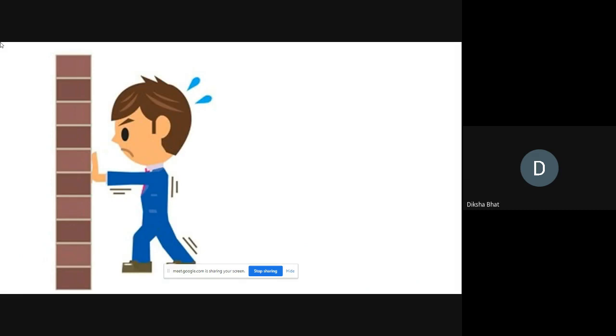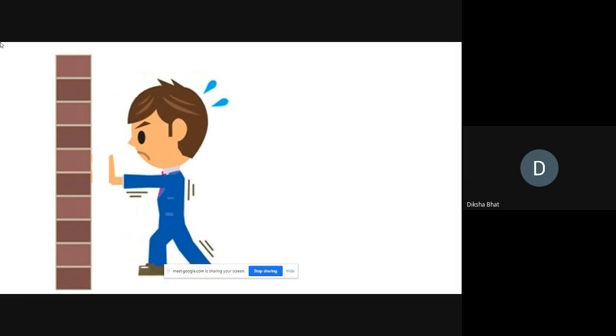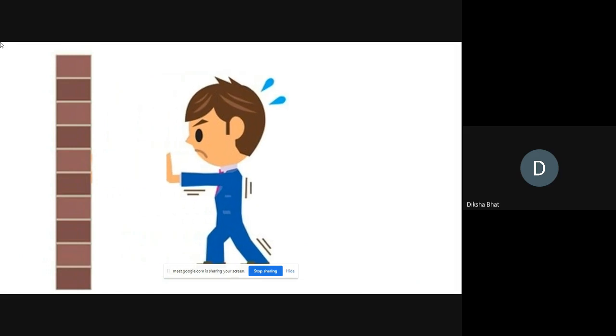You can see on screen a man is trying to push a wall. He applies all the force. He gets exhausted and stops doing that. What did you observe about the position of the wall? It is the same. It did not change. Yes, correct. There's no change in the position.